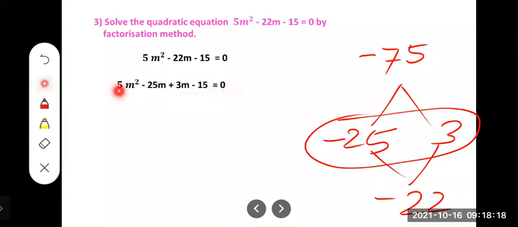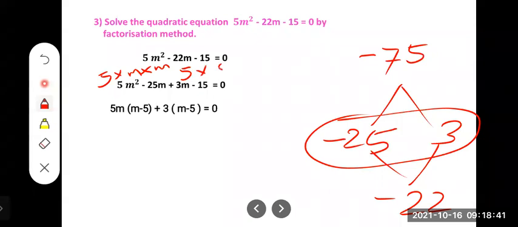Now you take the common outside here. So 5m square minus 25m, take the common outside. What will you get? 5m is common. Otherwise, if you want, you write here: this one, how can you split it? 5 into m into m. Okay, students. And then here 25m, how can we split? 5 into 5 into m.